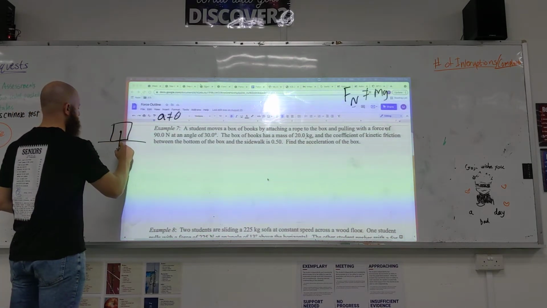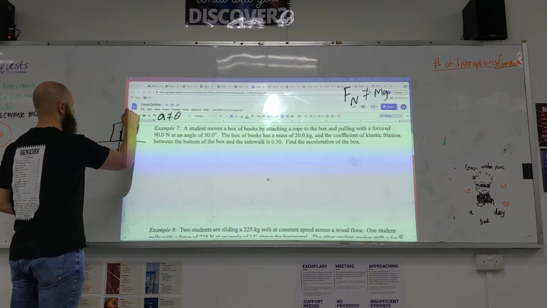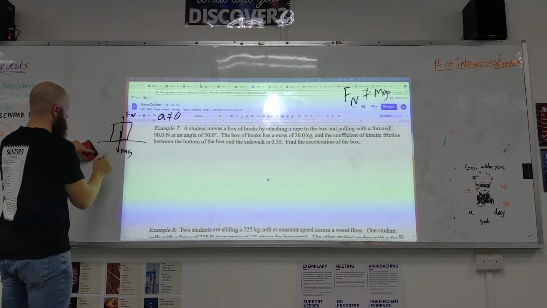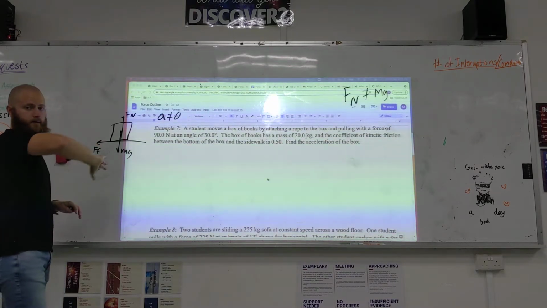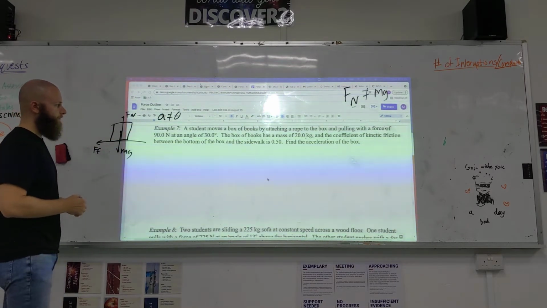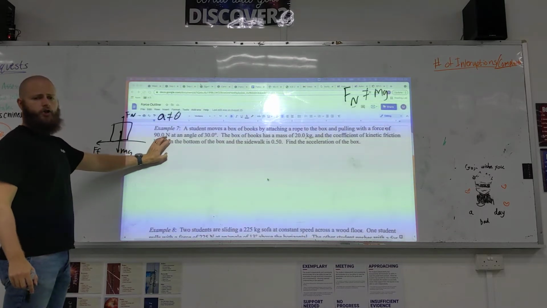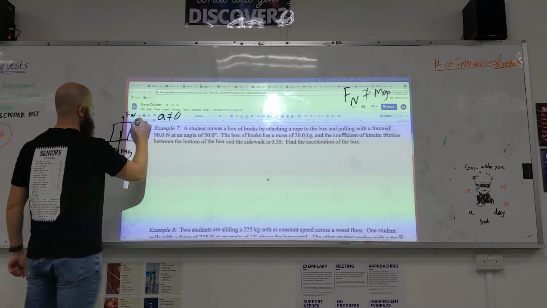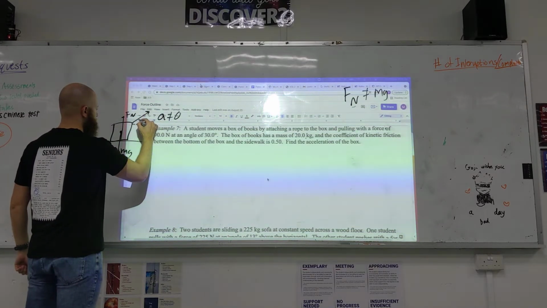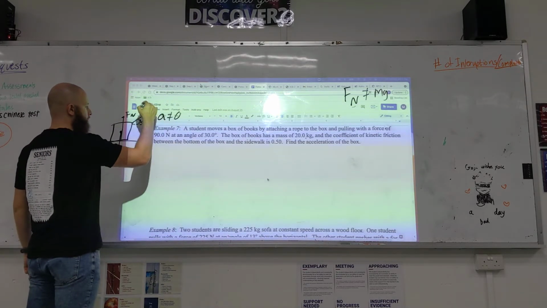So first of all, we have mg, we have Fn, okay? We're going to have an Ff going back against my motion. And then I also have this force, but it's not a straight applied force. It's actually at an angle, okay? So this angle is 30 degrees, and then I'll label this Fa.